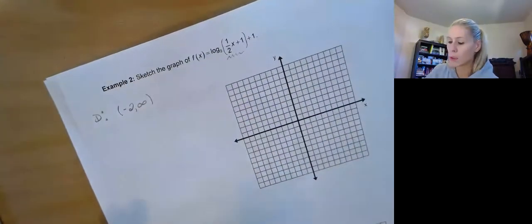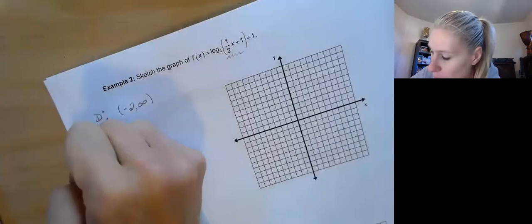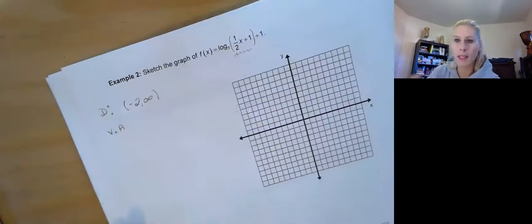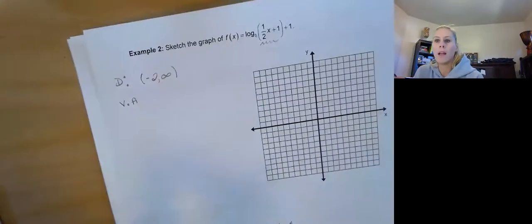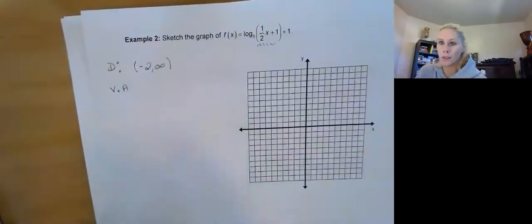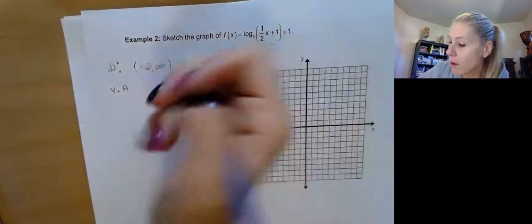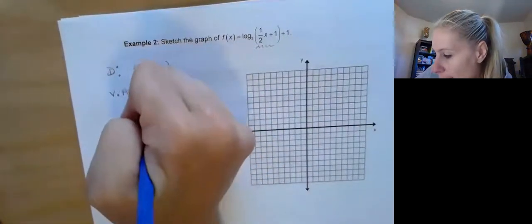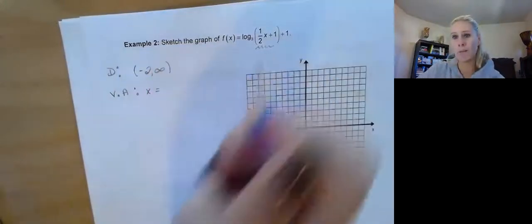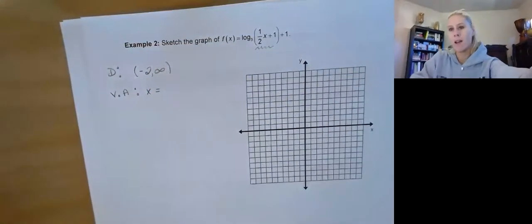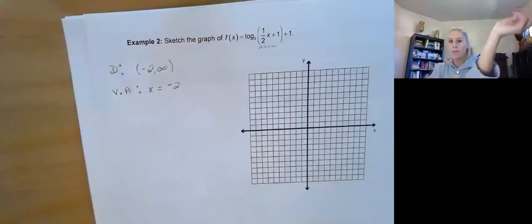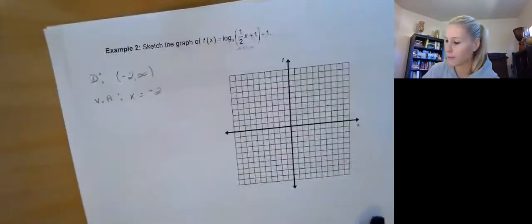And then we also want to keep in mind, and I want to do this straight off the bat, that the vertical asymptote will always be that numeral that is either the greatest or less than. So in other words, our vertical asymptote is going to be where x is... -2. So vertical asymptote at -2.